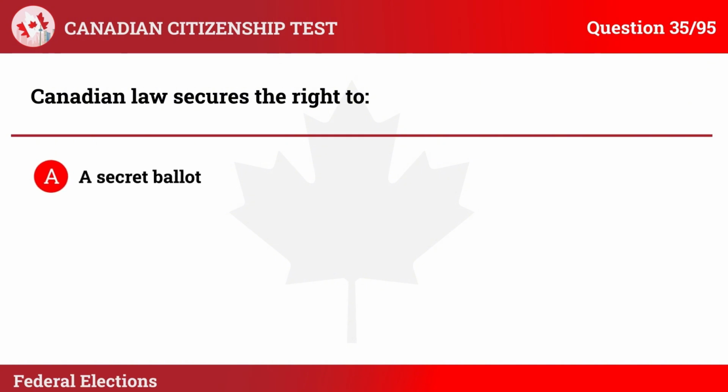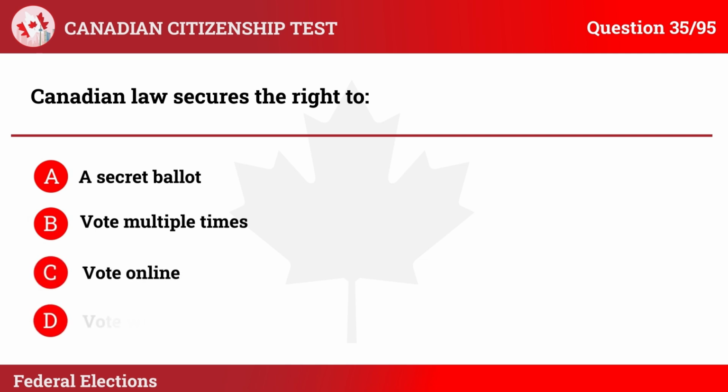A. A secret ballot. B. Vote multiple times. C. Vote online. D. Vote without ID.